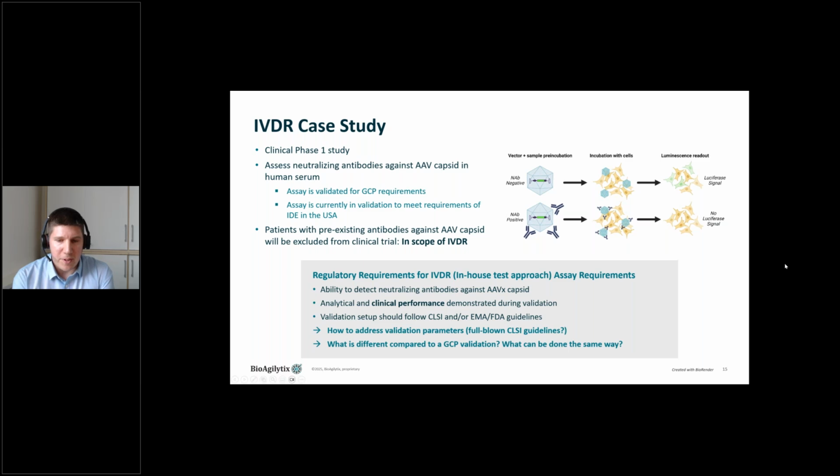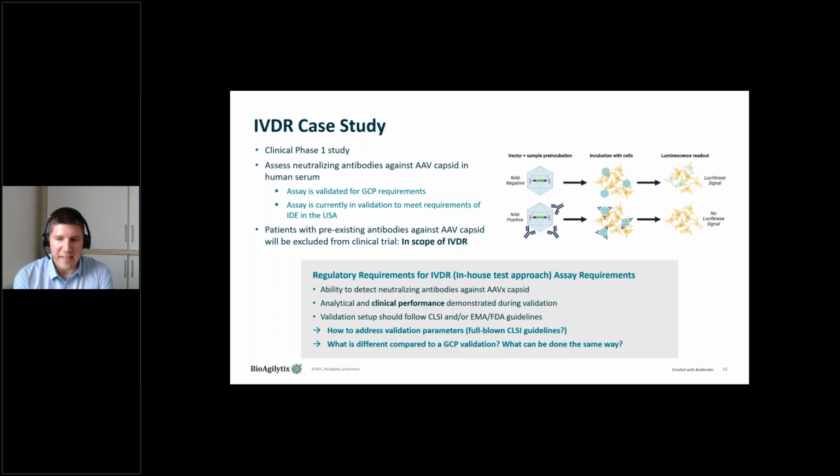Or from the other perspective, what is actually really different between the full-blown CLSI guidelines and the GCP validation? What can be done the same way? And is it always really required to go the full-blown way, especially in early clinical trials, as the IVDR is also focusing on using state-of-the-art methods for the specific fields of interest? So this is why I started to deal with that strategy.